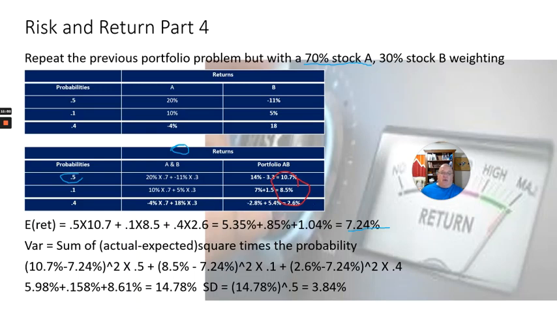And finally, the 2.6%, the actual, minus the expected of 7.24%, squared, times that probability. You end up with these numbers down here for the variance. And then when you add them together, you have 14.78% as the variance. When you take the square root of that, you find out that the standard deviation for this portfolio is actually 3.84%.